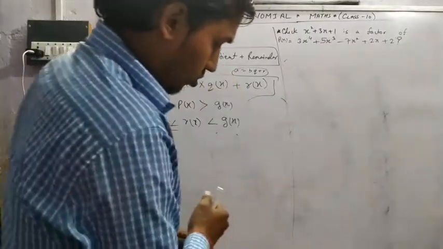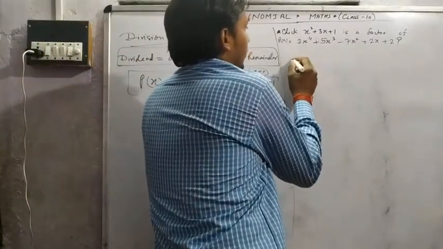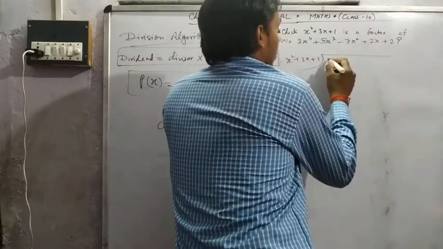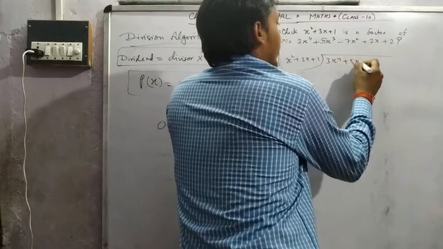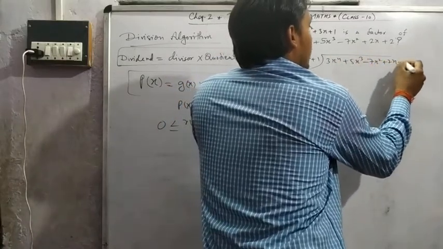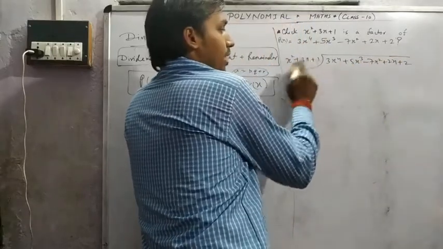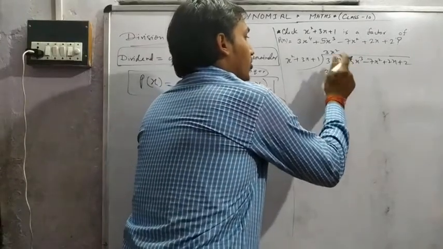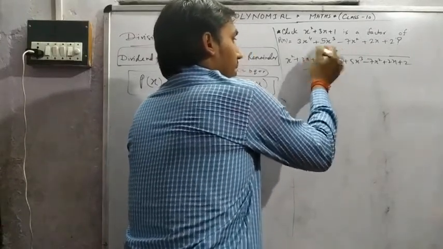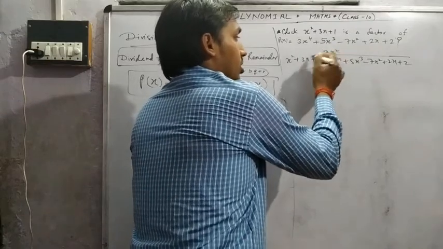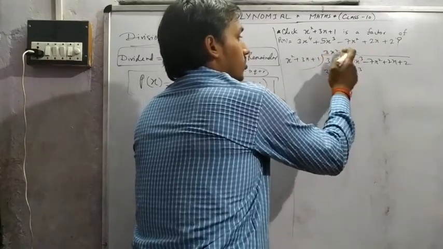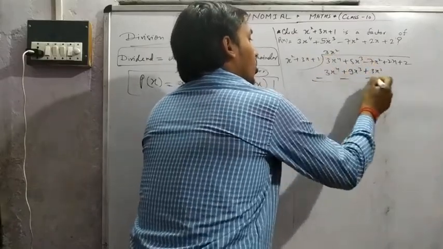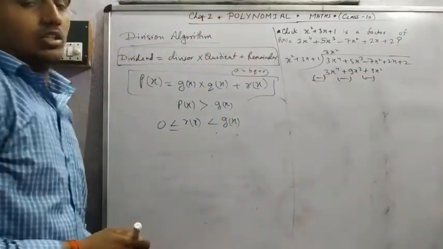Okay, so let's see. x square plus 3x plus 1 divides 3x to the power 4 plus 5x cube minus 7x square plus 2x plus 2. How many times? 3x square times. So what do you get? 3x to the power 4, that is this multiplied by the first term, second term, third term, all the terms. That is 9x cube, like terms, 3x square, like terms. Always write down with the like terms.